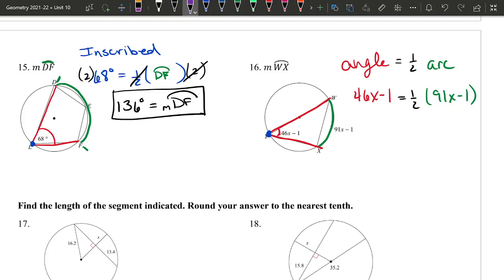Alright, so again, I can get rid of the half by multiplying by 2. I'm going to cancel that. And then do the other side by 2. So make sure you put that in parentheses. And then I'm going to distribute the 2 into the parentheses, multiplying both pieces of the left side by 2. So 2 times 46 is 92. So 92x minus 2 equals 91x minus 1.